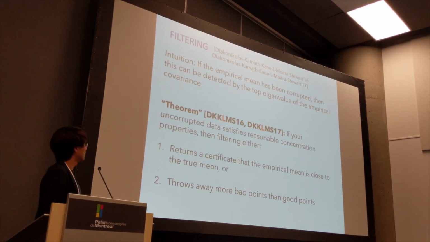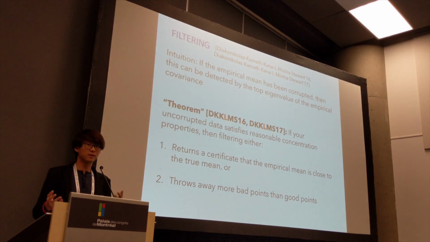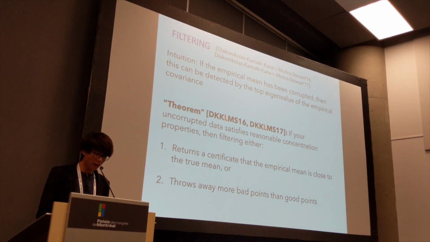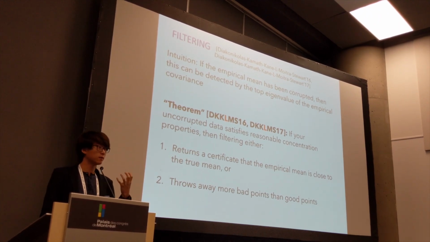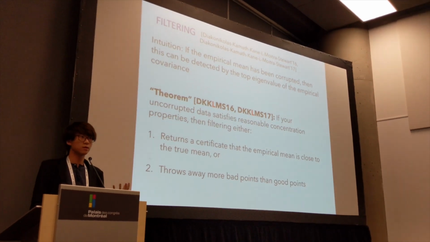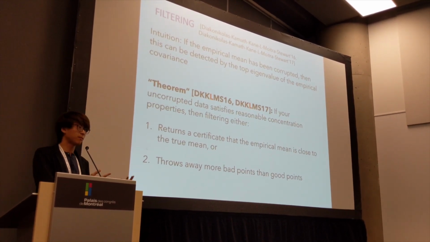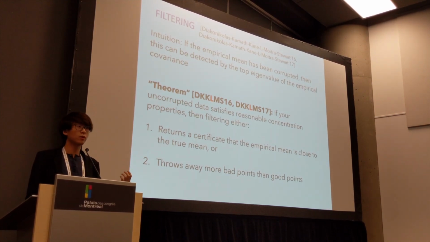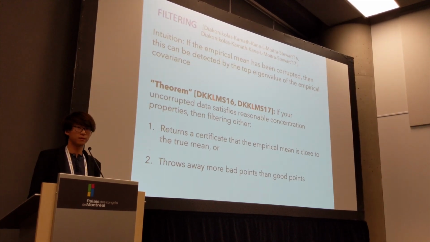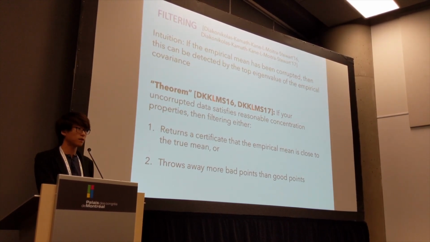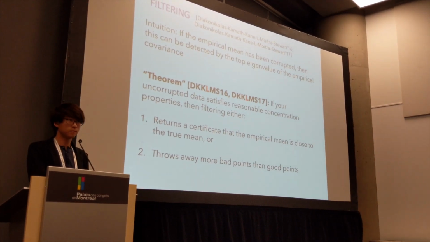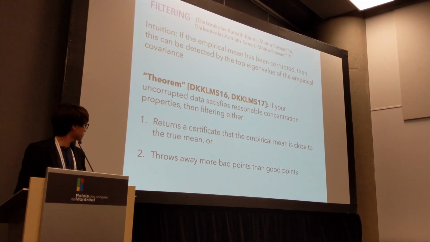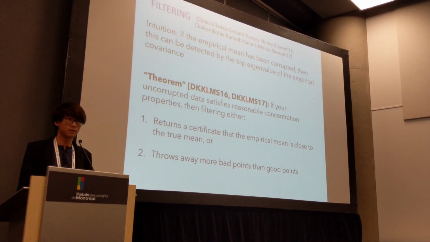At a very high level, if your uncorrupted data is pretty reasonable, it satisfies some nice concentration properties, then this algorithm, filtering, either certifies that the empirical mean of our corrupted data set is actually pretty close to the true mean, that the bad points aren't actually corrupting your mean too much, or it'll throw away more bad points than good points with very high probability. In the latter case, at the very least, you're making quite a bit of progress. I don't want to get into how this is done, but this is a very simple algorithm as well, and can be efficiently implemented in very high dimensions.